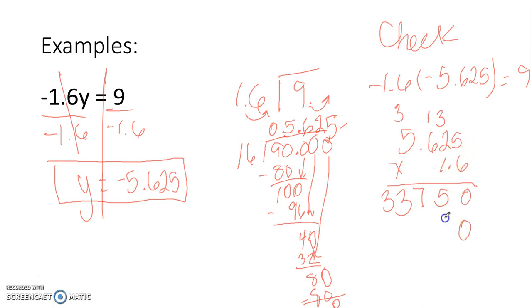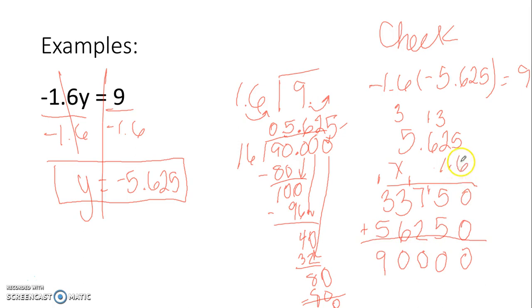1 times 5 is 5. 1 times 2 is 2. 1 times 6 is 6. And 1 times 5 is 5. Now we add these together. 0 plus 0 is 0. 5 plus 5 is 10. Carry the 1. 7 plus 2 is 9, plus that last one is 10. Carry the 1. 6 plus 3 is 9, plus 1 is 10. Carry the 1. 5 plus 3 is 8, plus that last one is 9.